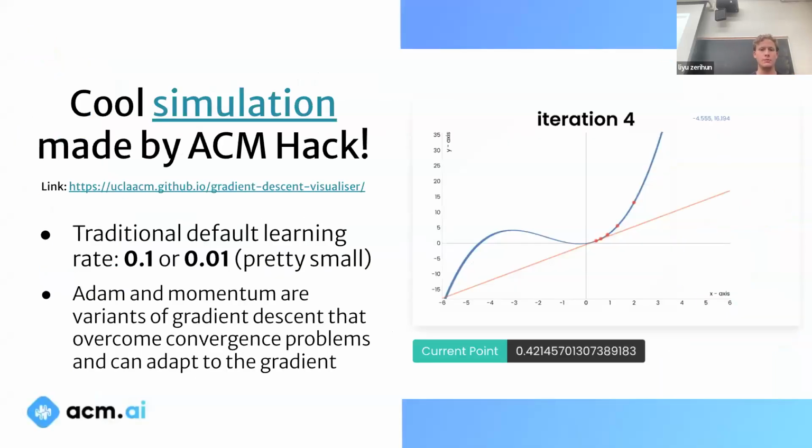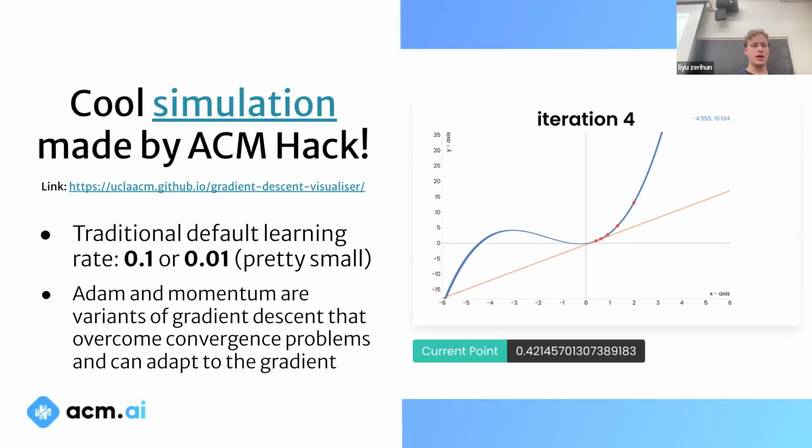But first, here's a little simulation made by ACM Hack. If you want to see the slides and play with the simulation yourself, the slides are at bit.ly ACM F23 advanced cluster. We're not going to open it just because of time. We started late already, we had technical problems, unfortunately. But I highly encourage you to play around with this. You'll be able to see you can overshoot if you go too big, and it's just going to take forever if you go too small.